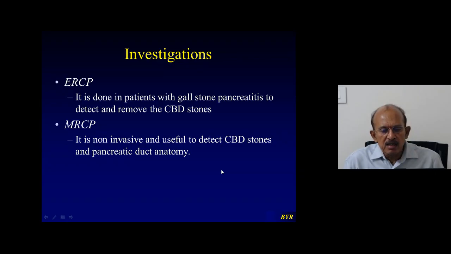Hypoechoic is an ultrasound nomenclature, hyper and hypo. See, in one of the classes, I will tell you about the principles of ultrasound scanning and then how to read the ultrasound scan images. So then you will understand better, because that is at least a 15 minutes talk.